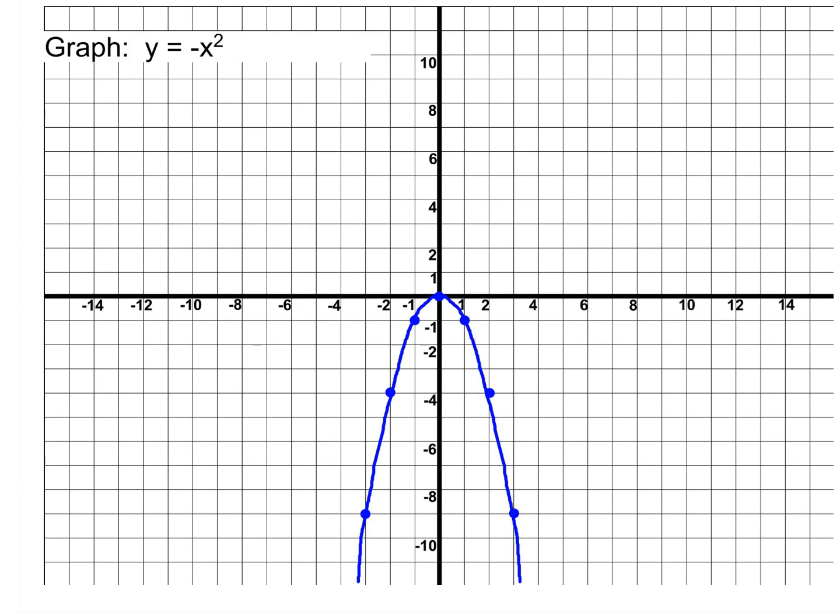All right, to start checking these, here is the first of those graphs, y equals negative x squared. Notice what the negative did. Just like with absolute value, it reflected it across the x-axis. Basically flipped it upside down. So our vertex didn't move in this case, but our points are going down instead of going up.